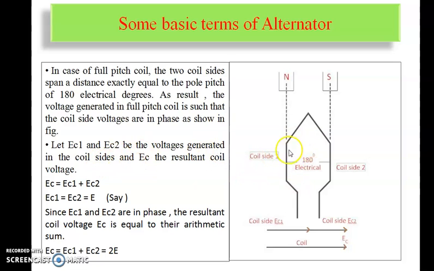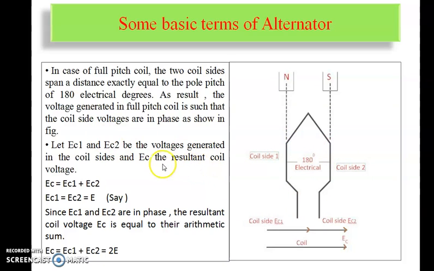Okay, this means voltage is generated here. Suppose in this coil side EC1 voltage is generated, and in this coil side EC2 voltage is generated, because I know that voltage is generated in the stator or armature. So suppose I assume that EC1 and EC2, that means this EC1 voltage is generated in coil side 1 while this EC2 is generated in coil side 2.